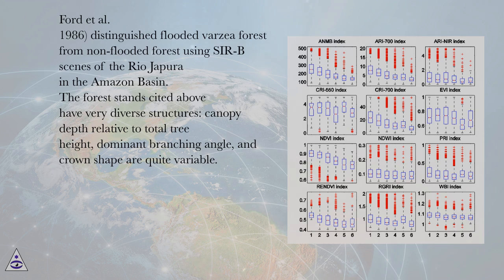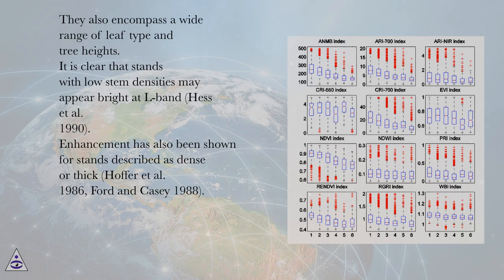Amazon basin. The forest stands cited above have very diverse structures; canopy depth relative to total tree height, dominant branching angle, and crown shape are quite variable. They also encompass a wide range of leaf type and tree heights. It is clear that stands with low stem densities may appear bright at L band, Hess et al. 1990. Enhancement has also been shown for stands described as dense or thick, Hoffer et al. 1986, Ford and Casey 1988.